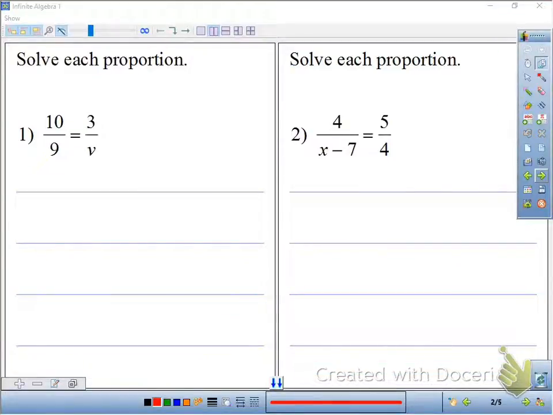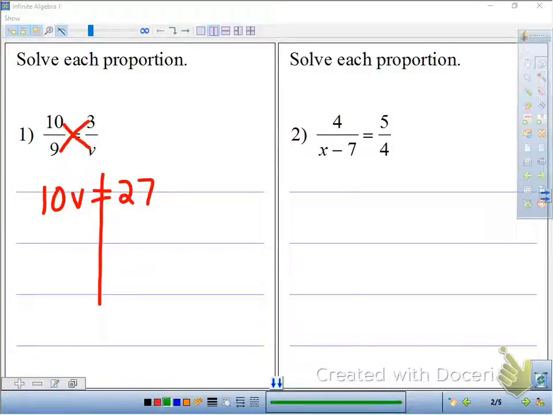Okay, so for number one, we have a fraction equal to a fraction. That's a proportion. So we're going to cross multiply. The 10 gets multiplied to the v, so that's going to be 10v. The 9 gets multiplied to the 3, that is going to be 27. And then this is the equation that I have to solve.